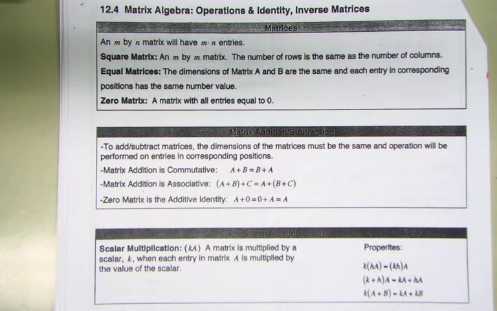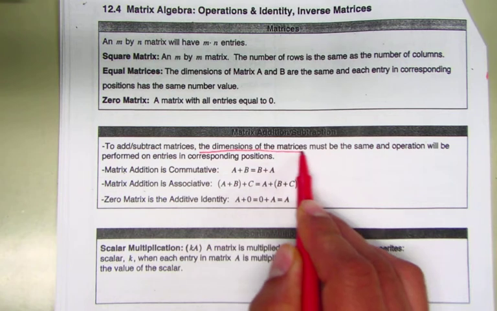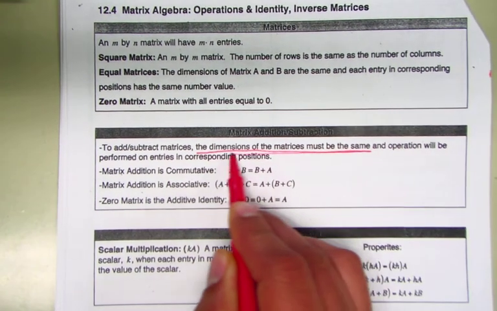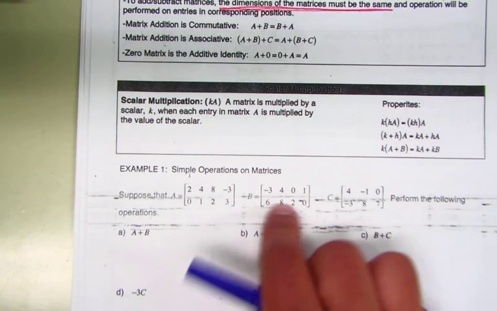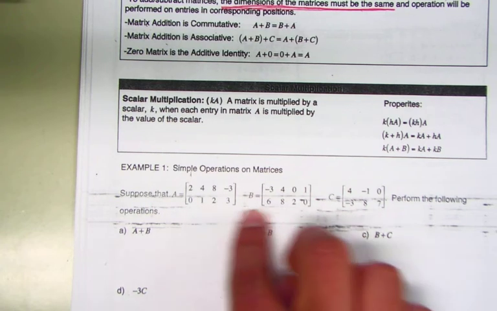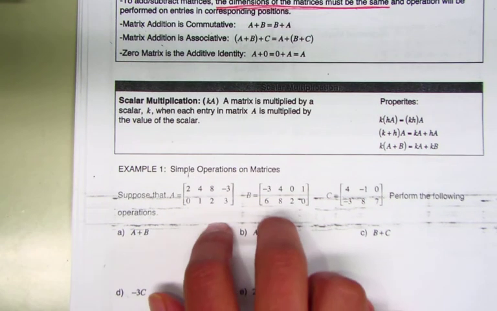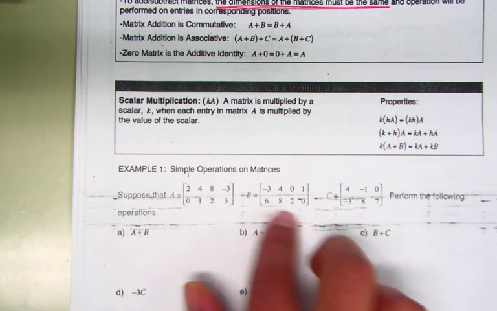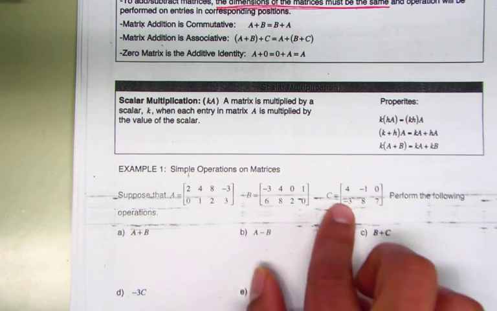Okay? For adding, let's highlight this. The dimensions must be the same. Same thing with subtraction. So for example, if you look at the problem down here, which of these three could we add or subtract together? Yeah, these are the only two, right? You can do A minus B, A plus B, any combination. This C you can't really do anything with as far as adding or subtracting.